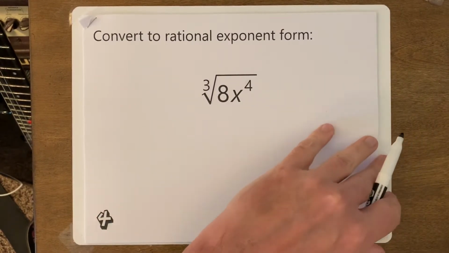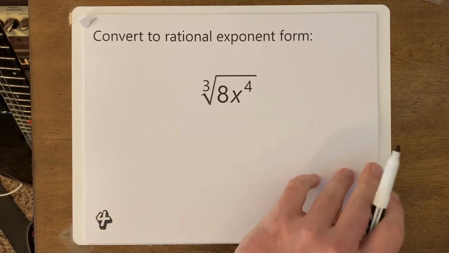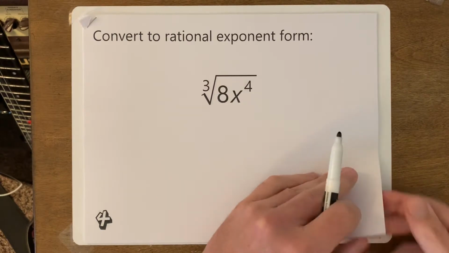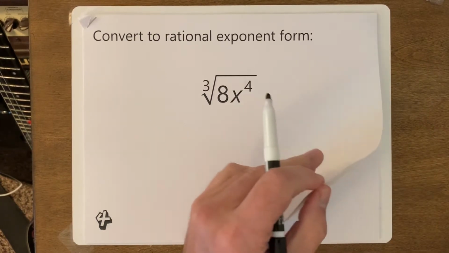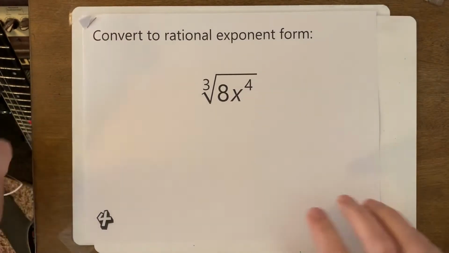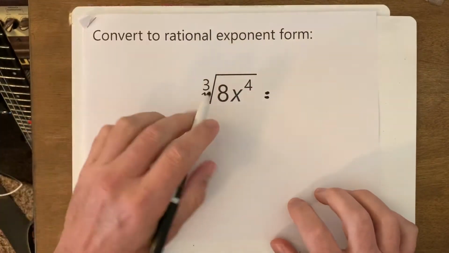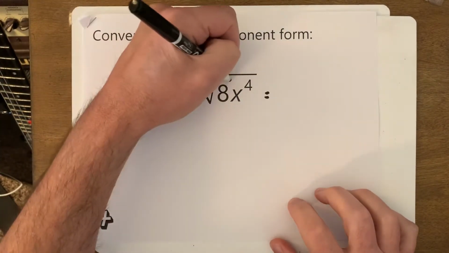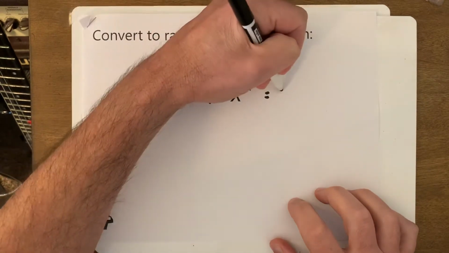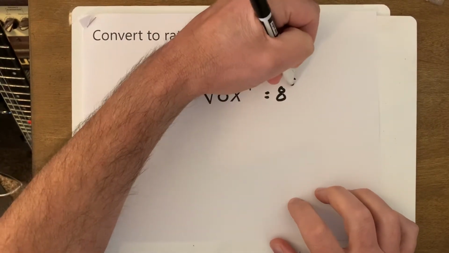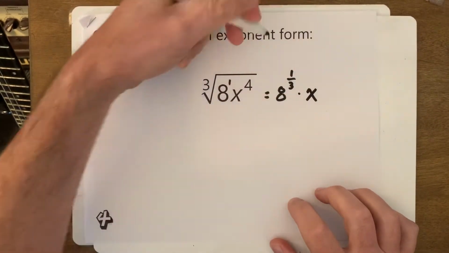And each one of these is different. So I try to throw as many different kinds of problems in here as I can. Okay, let's do this one the same way. 8 to the 1/3 times x to the 4/3.